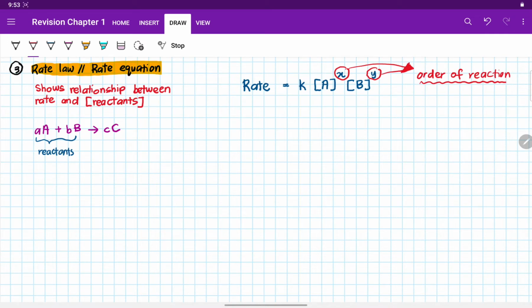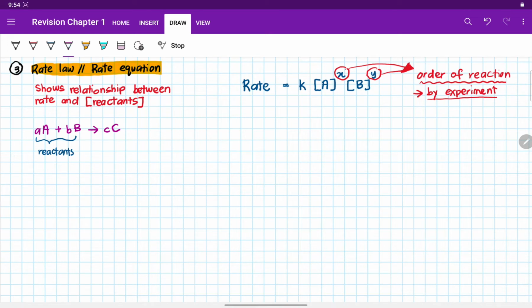Macam mana kita nak tentukan order of reaction? Kita tentukan by experiment. Okay. Once kita buat eksperimen, barulah kita boleh tentukan berapa order of reaction dekat sini. So, order of reaction ni akan tunjukkan apa? This order of reaction will show you how the concentration affects the rate of reaction dekat sini. Okay. So, macam mana kita nak tentukan nilai order of reaction? So, kita kata tadi by experiment.